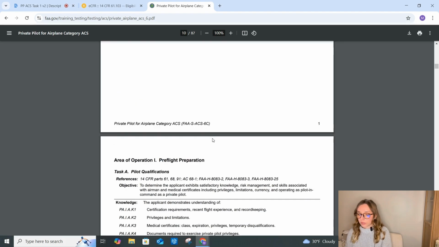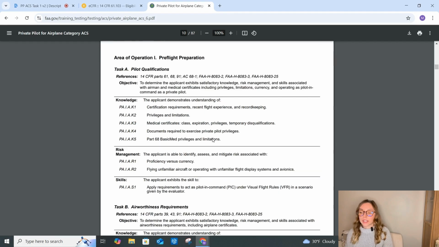There are different areas of operation, and there's a couple of differences. Like, this is an 87-page document, but some pages are completely irrelevant if you're working on your private pilot, airplane, single engine land license. If you're working on multi, not relevant. If you're working on a seaplane, not relevant. So this document might seem a little bit overwhelming, but it's really not that bad. You just have to know what is relevant to you and then where to look.